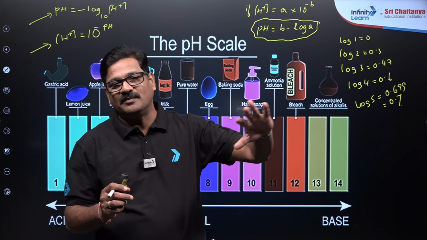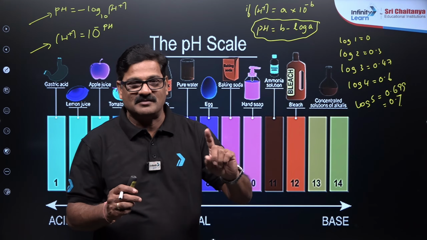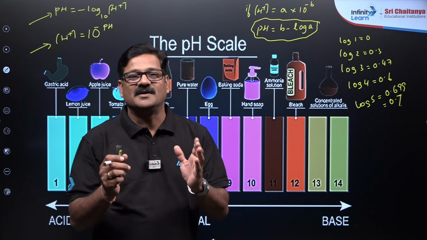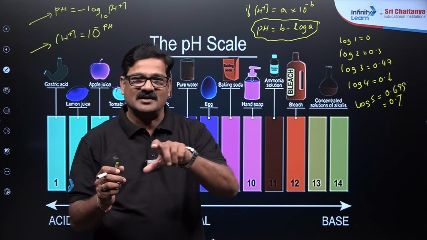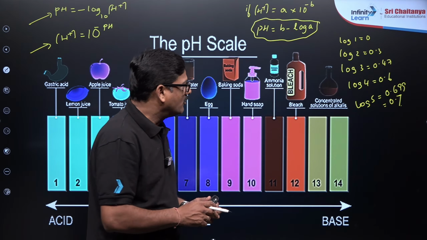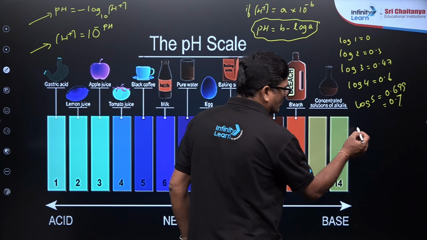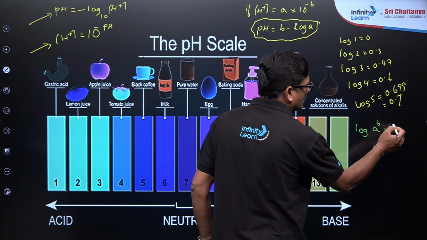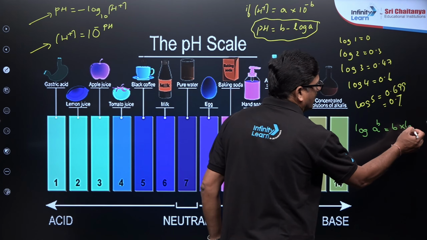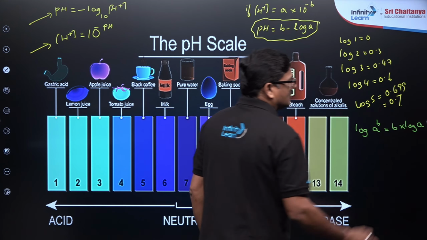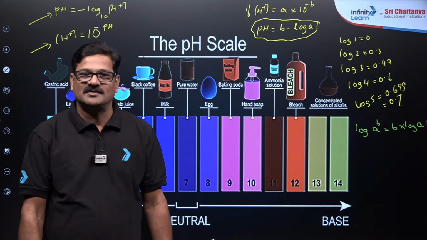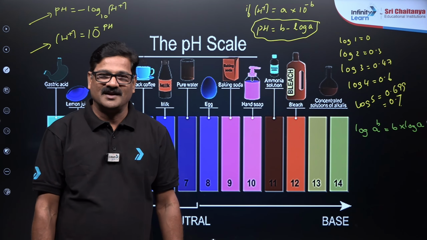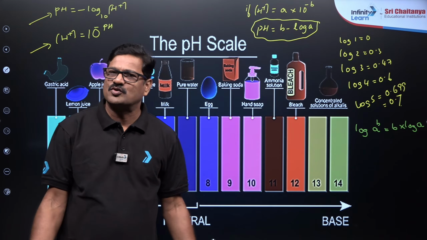A big numerical part will not be there in the NEET examination, but it is objective type with a particular type of chemical equation related questions. So how to handle the problems with logarithms? Log a to the power b is equal to b into log a. Log 4 is equal to log 2 squared. So 2 into log 2, which is going to be 0.6.